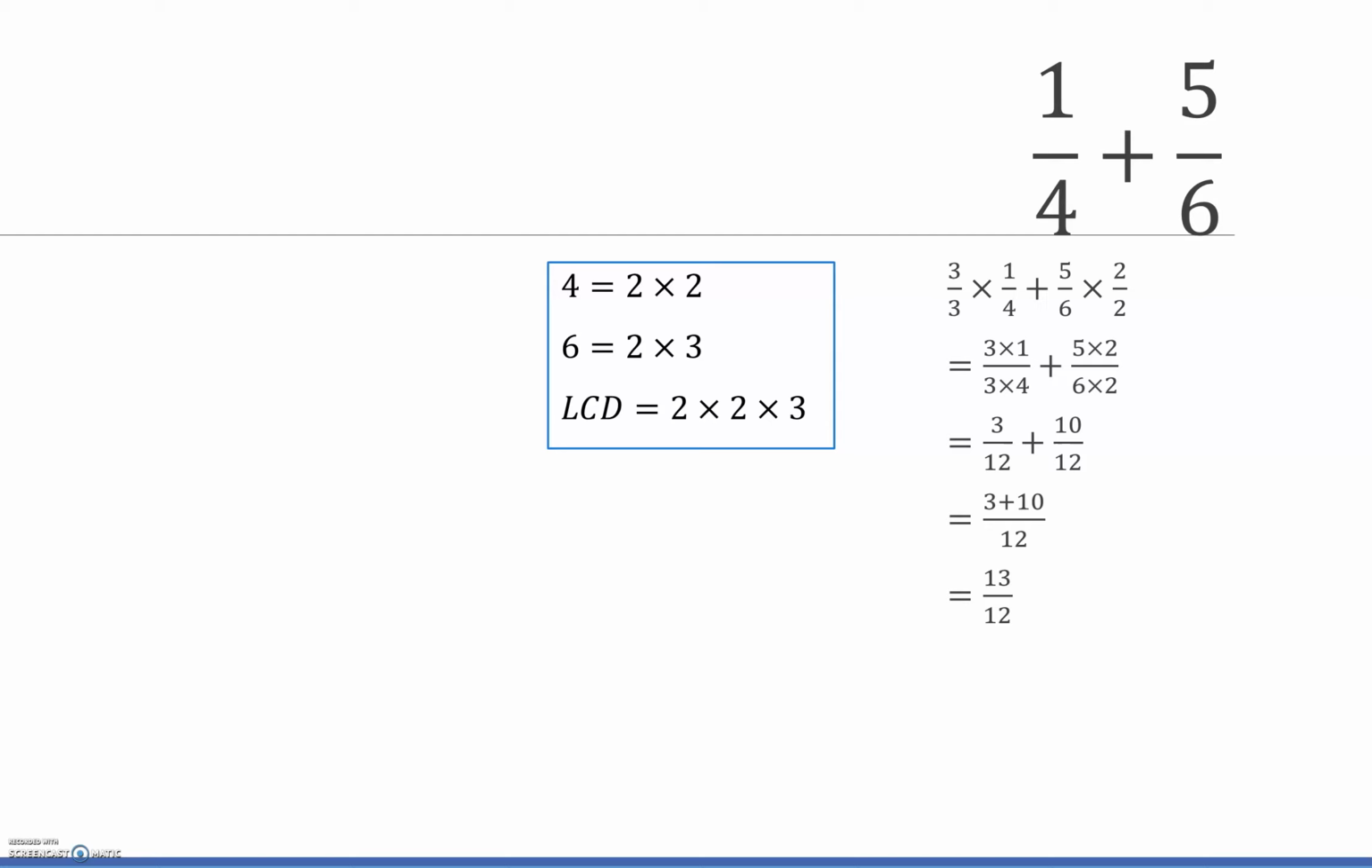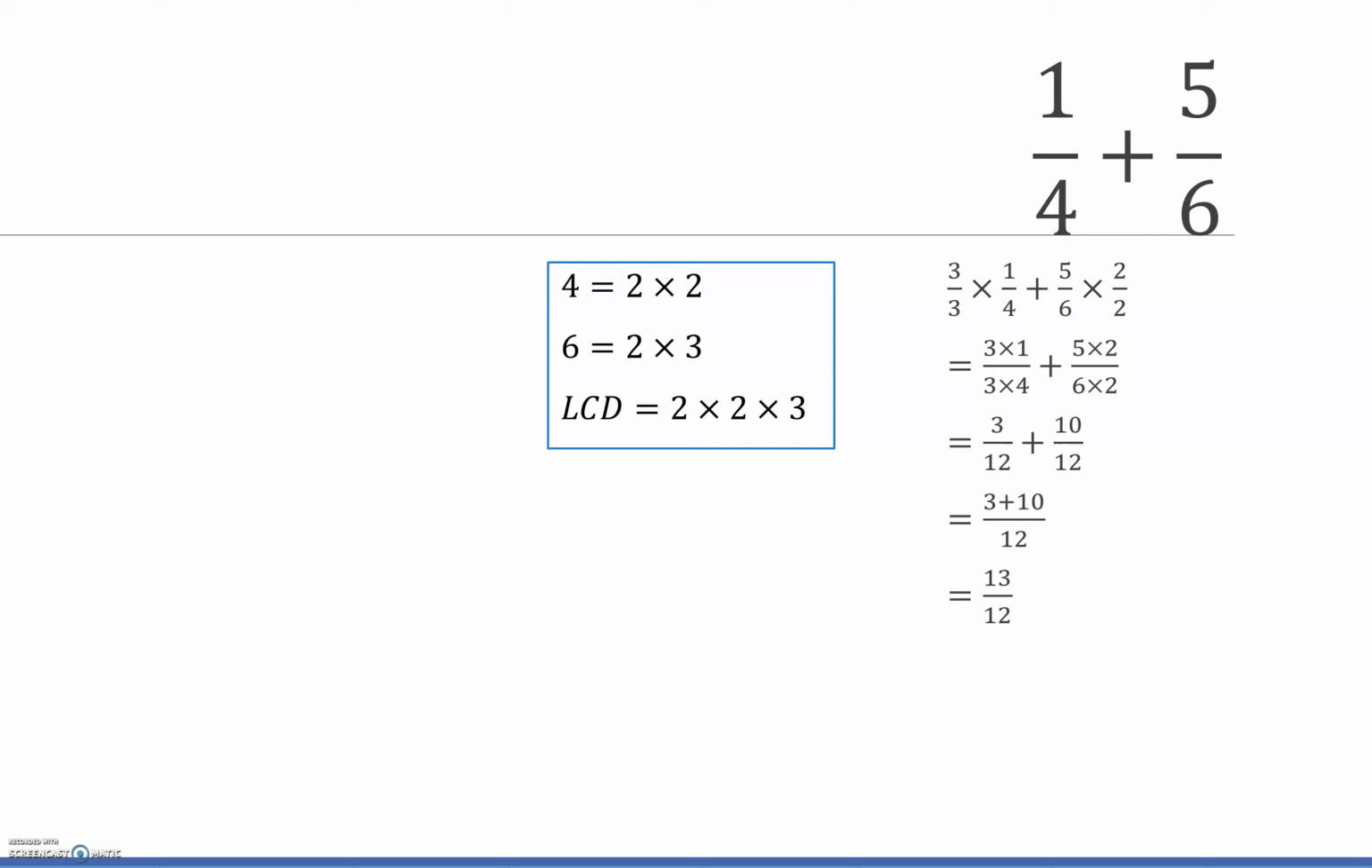So when we go to create an LCD for these, we're going to multiply by the missing factor. So the 4 has 2 times 2. It's missing the 3 of the LCD. So I'm going to multiply by 3 over 3. For 5/6, the 6 has the 2 and a 3. It's missing one of the 2's of the LCD. So we're going to multiply by 2 over 2.